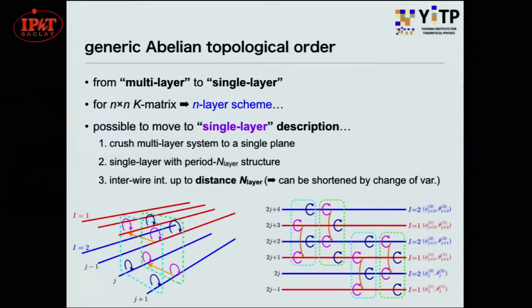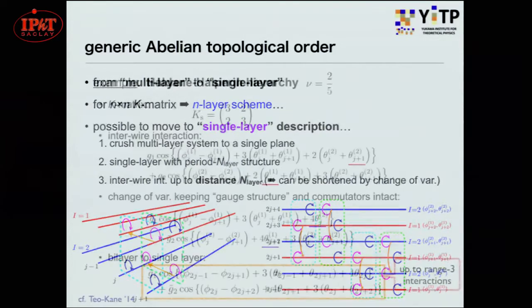This is an illustration for a double layer system. We have a first layer here shown by red wires, the second layer shown by blue wires. If you crush this bilayer system into a single layer, we get this. We have a first chain with a contribution from the first layer, and in the second chain we have a contribution from the second layer, and so on. We have some period 4 interaction, and so on. That's how you rewrite the multi-layer description in terms of a single layer description.